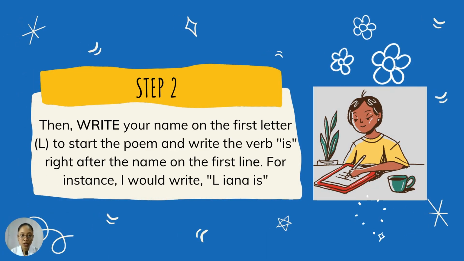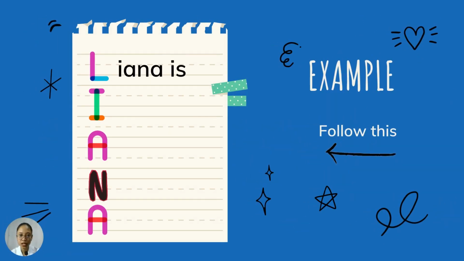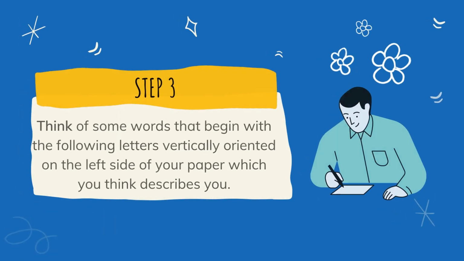Step 2. Write your name on the first letter to start the poem, and write the verb "is" right after the name on the first line. For instance, I will write "Liana is" on the first letter. This is an example. Follow that example and then let's proceed to step 3.